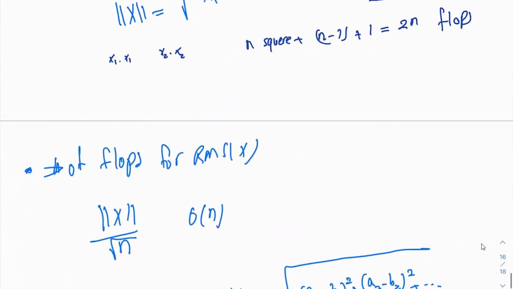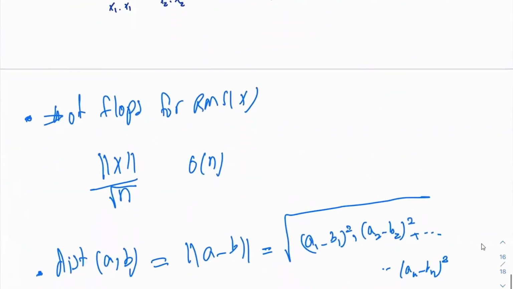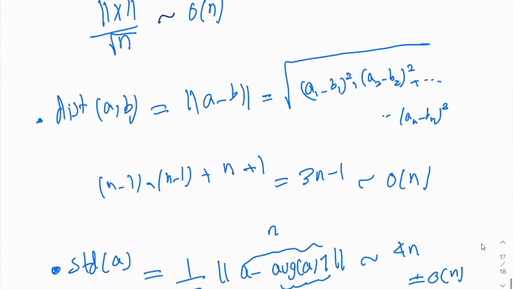But we don't care about that. What we care about is that it's going to be, let's say, 2n plus 2 flops, which is going to be order of n again. Let's talk about the distance of A and B.